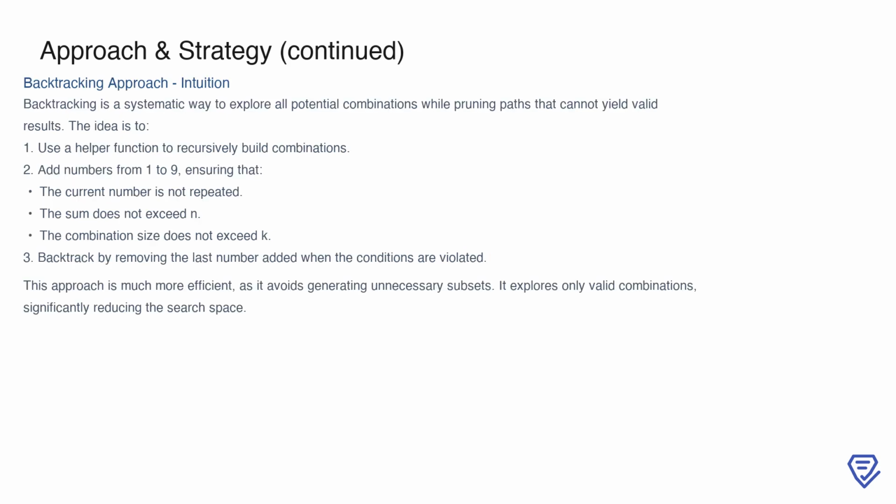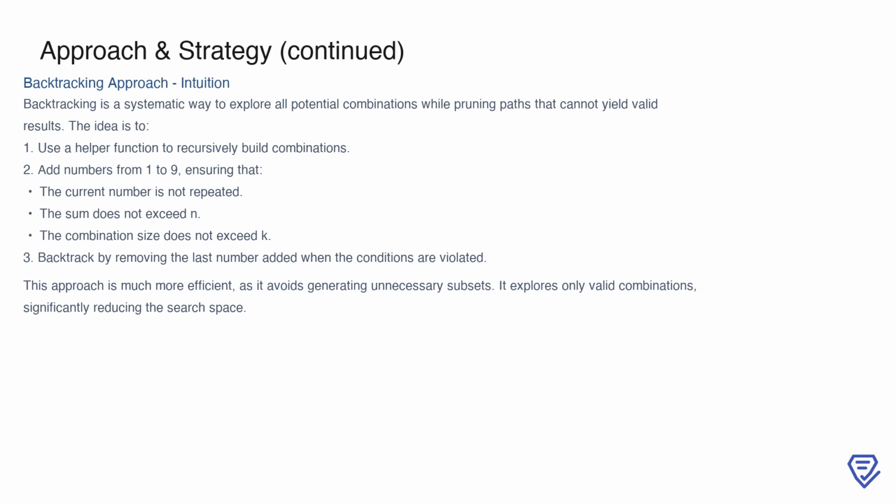To address the inefficiency of the brute force approach, we can turn to a backtracking strategy. Backtracking is a more systematic way to explore all possible combinations, while pruning unnecessary paths that cannot yield valid results. The core idea is to use a helper function to build combinations recursively. At each step, we attempt to add numbers from 1 to 9, but we impose several important constraints.